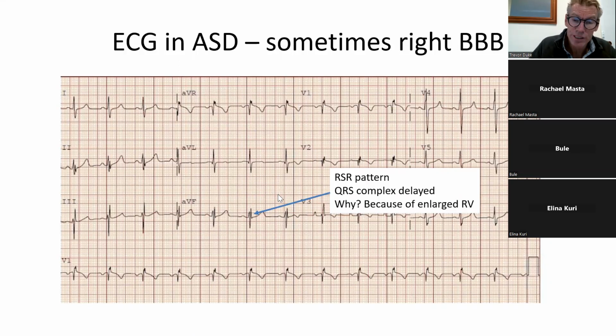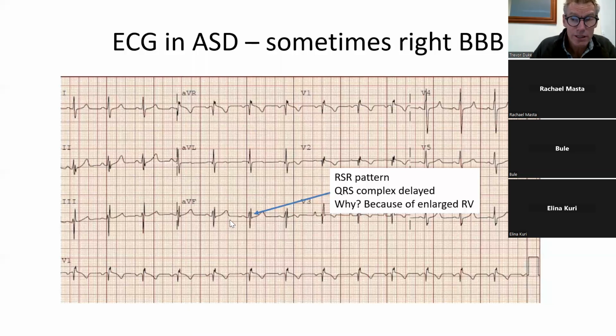And so if you see a wide QRS and an RSR pattern in the right ventricular leads, lead 1 and lead 2 and 3, then think there could be a right bundle branch block, and you might wonder why that is. Sometimes that can be associated with an atrial septal defect because it's just been going for so long and the right ventricle is hypertrophied.